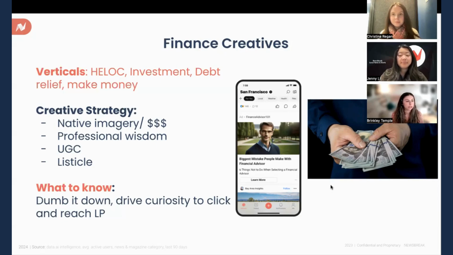And then in addition to images, just like we've been saying before, UGC style videos perform really well. Listicles specifically for finance, we've seen a lot of success in. So just having different narratives, and then it'll link out to a credit card debt offer or multiple credit card debt offers. So overall for finance, just really dumbing it down, drive curiosity, and then that'll lead to more clicks and reach LP, so higher CTR.